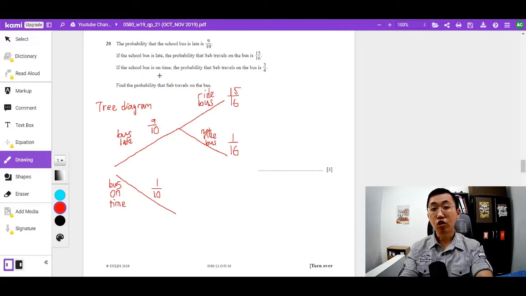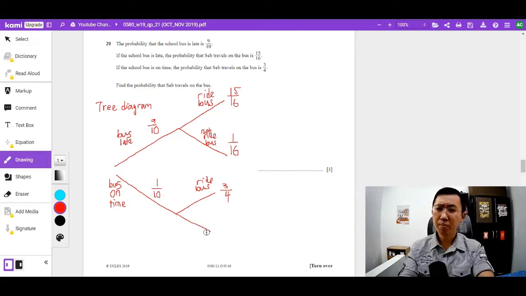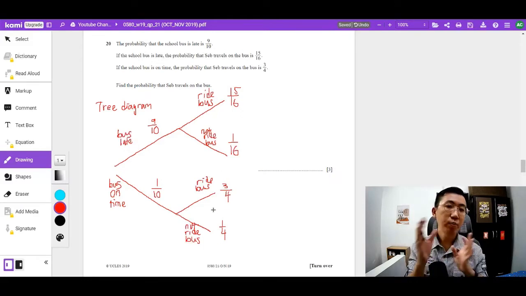Okay, so let's read the third line. If the bus is on time, the probability that Seb travels on the bus is 3 over 4. So now, he will ride the bus. If it is on time, the chance is 3 over 4. And there is also a chance where the bus is on time, but he doesn't want to do it. So not riding the bus is going to be 1 over 4. Just once again, check: these two added up must be equal to 1, right? So we have already completed our tree diagram.